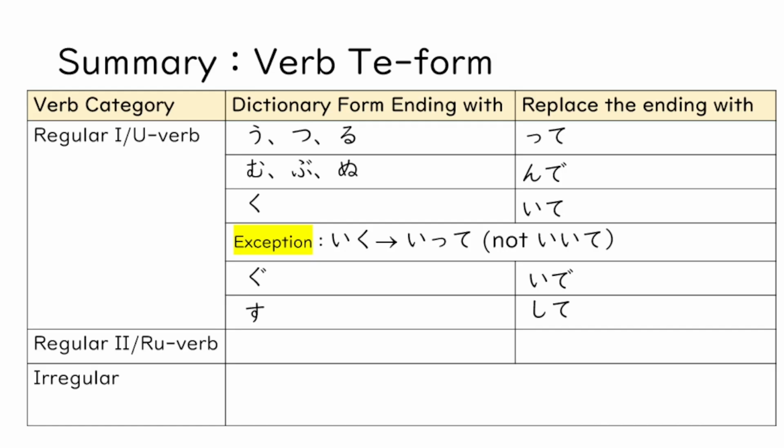As for regular ru verbs, the rule is simple. Simply replace the ending of the dictionary form ru with te. Irregular verbs, we have only two. Suru becomes shite. Kuru becomes kite. Let's take a look at the te form song and see if it helps you memorize.